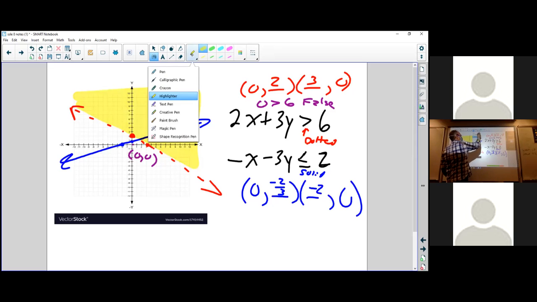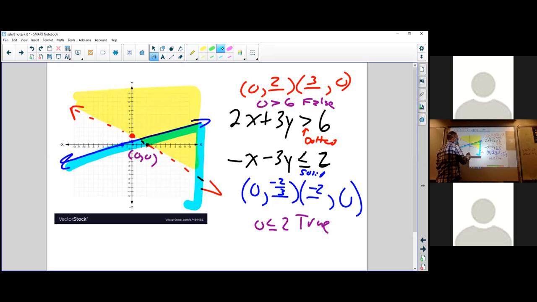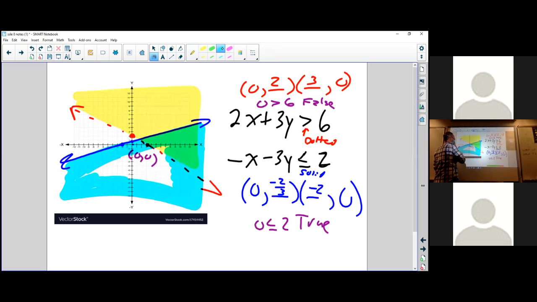Okay. This one, plug 0, 0 in. -0 plus 0 is less than or equal to 2. That's true. 0 is less than 2. So we know we want to be underneath the blue. So the test point's on the right side for that. My answer, green region. There's my answer. That's it.